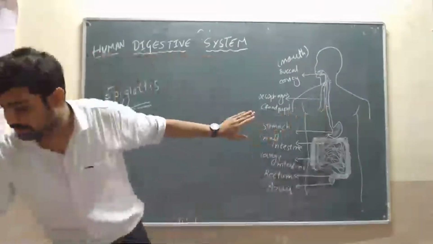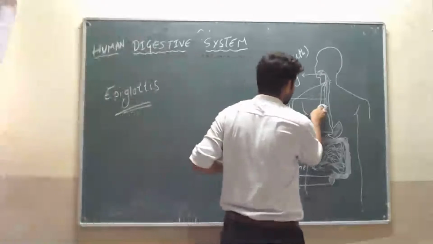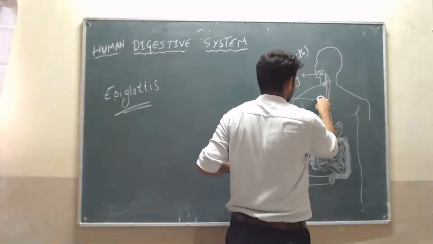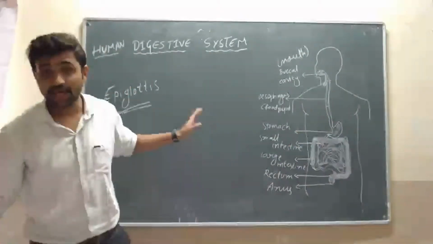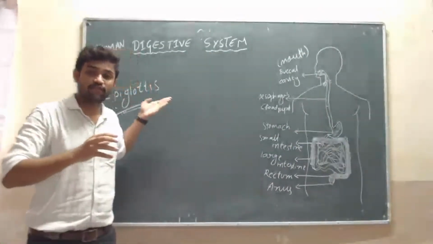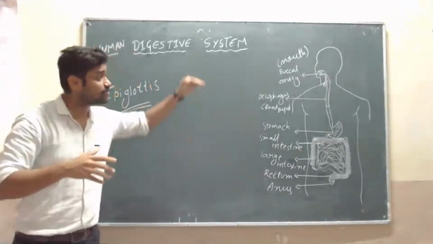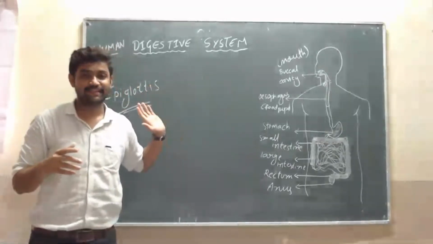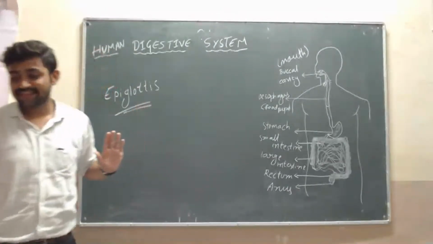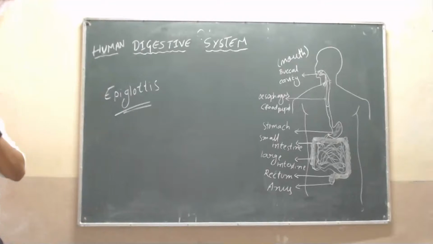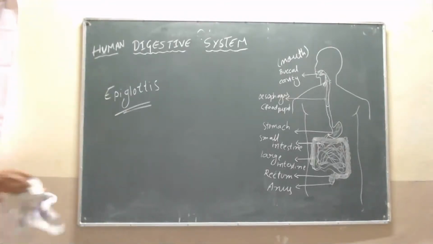Okay, when the food does not travel into the windpipe because of the epiglottis, while eating, the windpipe is closed. That's why the food must travel to the food pipe. Okay, then the food enters where? That is the stomach. Where is that? Stomach.